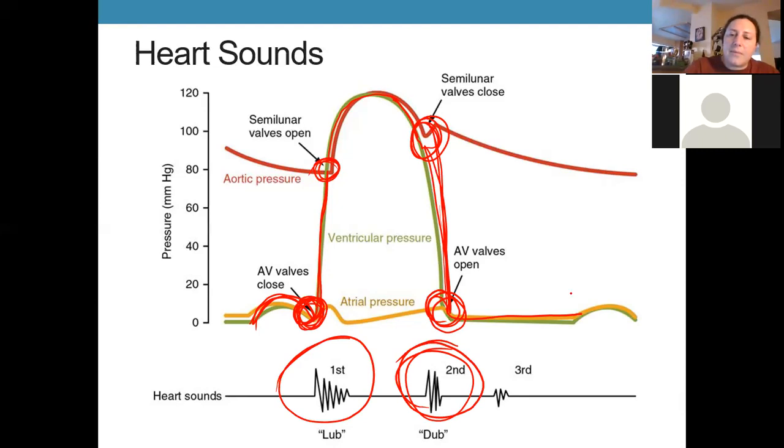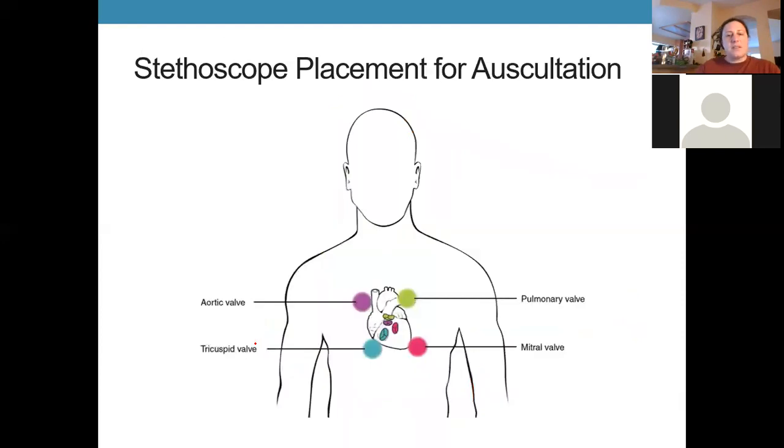Then we have atrial systole again, and we start over. So everything in the heart follows this cyclic pathway over and over and over again. And so we can just keep building layers and layers of what's happening in the heart as we see these different things. This is just kind of showing how you can hear more of each valve at different places. You don't really need to know this at all, but it's the only picture I have for it.